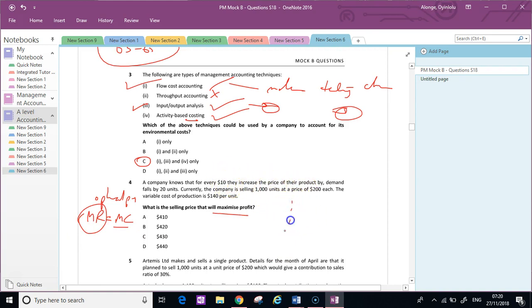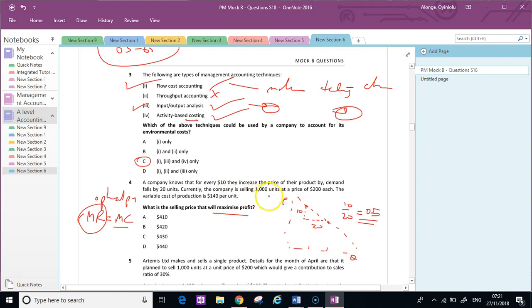So let's look at what they're telling us. They tell us this is my price, this is my quantity, and that for every 10 pounds they increase the price, the demand falls by 20. So we know the demand will fall from here to here every time the price goes up, and we have a curve that looks like this. So our gradient is 10 divided by 20, the rise over the run, and that's 0.5. So we get little clues, and we need to do what we can.